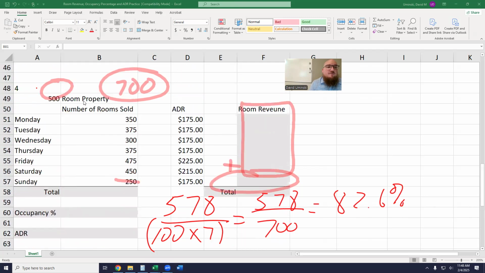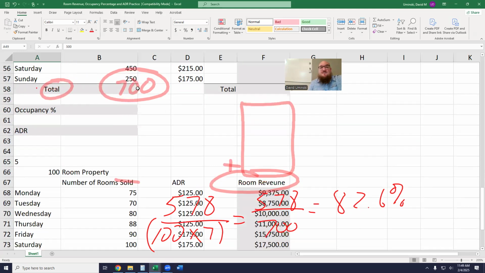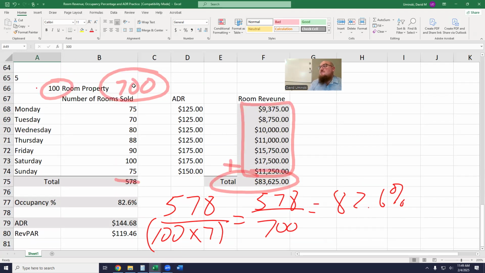In question 4, we have 500 rooms. So if we multiply that by 7, how many do we get? 3,500, okay? So anytime we used this number right here, the 500 in the previous problems, we're going to use 3,500, or in this case, we're going to use 700. Remember, we want to use it for the same time period. We sold 578 rooms this week. So I need to divide by the rooms in the property times 700. Okay?